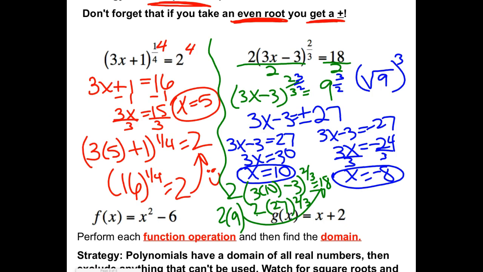Okay. On this next one, I have run out of space, guys. I'm going to plug in negative 8. So I have 2 times 3 times negative 8 minus 3 to the 2/3, and it equals 18. You're going to find something very similar is about to happen here. I have 3 times negative 8, which is negative 24. I have negative 24 minus 3, which gives me negative 27. Well, if I take the cube root of negative 27, I get negative 3, and negative 3 squared gives me 9. Well, 2 times 9 gives me 18.